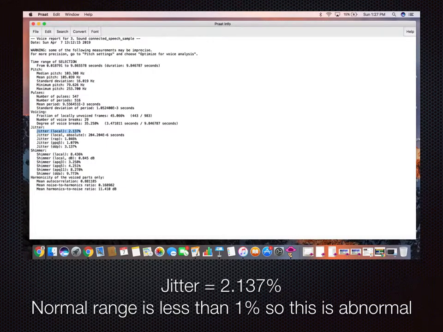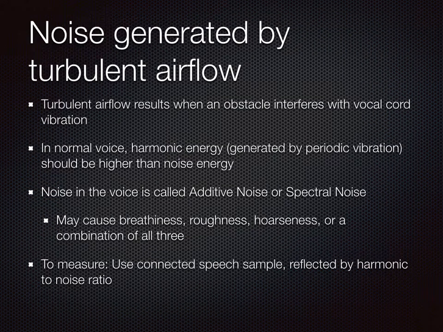To do this, we went to the vocal report, we went to the local jitter, and we saw that it was 2.137%. The normal range is less than 1%, so this was an abnormal parameter. The final parameter is noise generated by turbulent airflow.